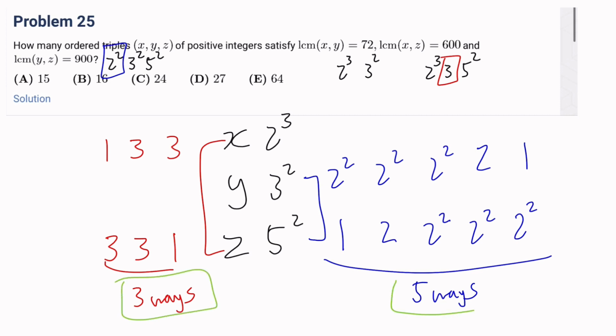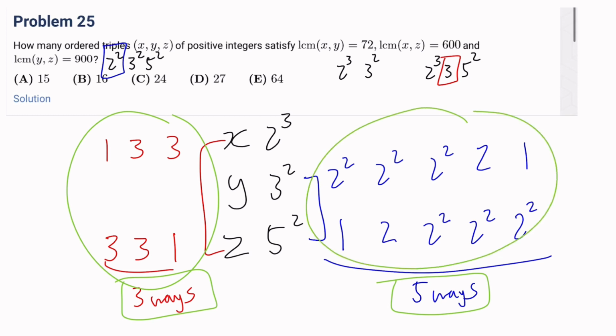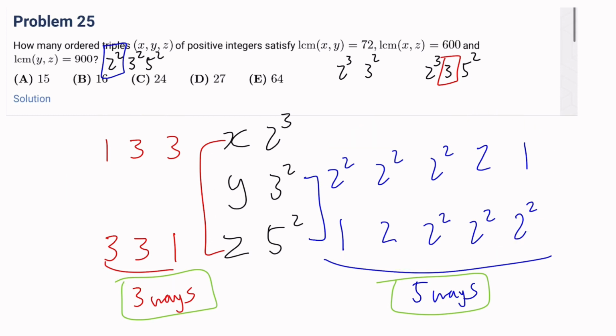What we have to do in the end is actually very simple. Just multiply 3 ways times 5 ways, because this and this, they both happen at the same time, so it's multiplication. So 3 times 5 equals 15. The answer is A.